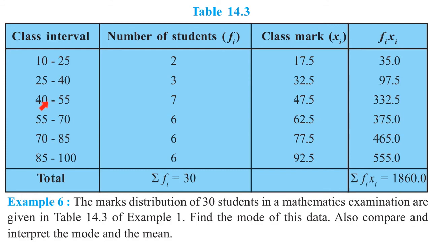What is the class size? 15. That's h. What is the frequency of the modal class? 7. That's our f1. What is the frequency of the class preceding the modal class? 3. That's our f0. What is the frequency of the class succeeding the modal class? 6. So that's our f2. So we know all the variables. We can just plug it into the mode formula and find the answer.